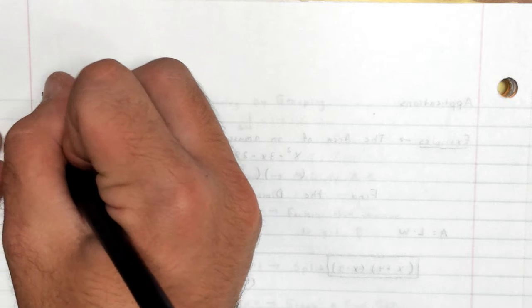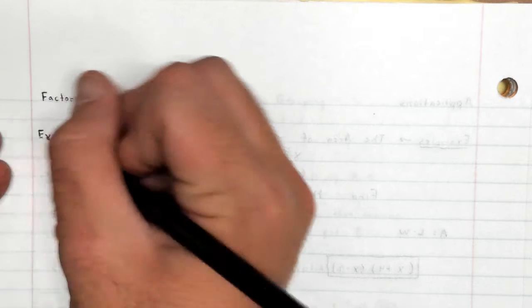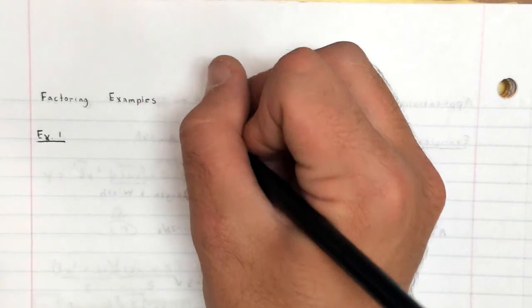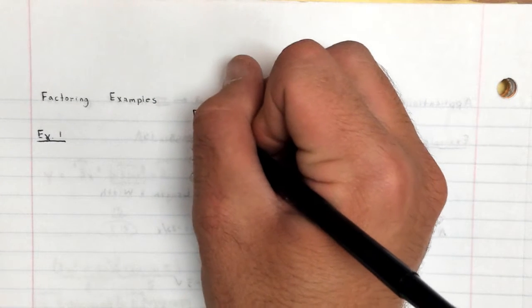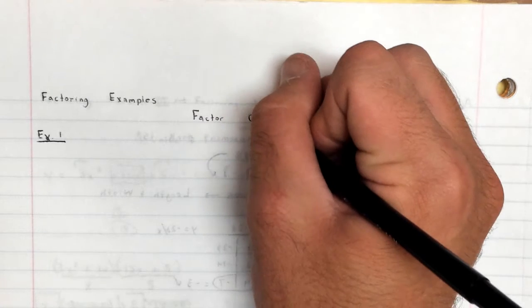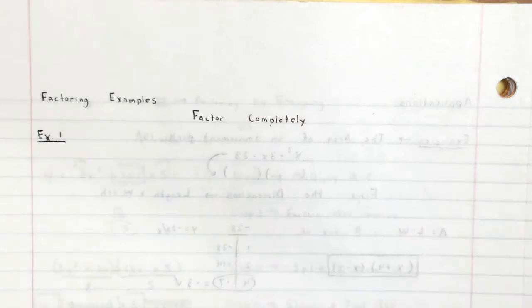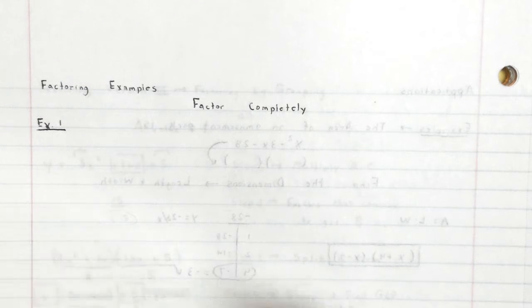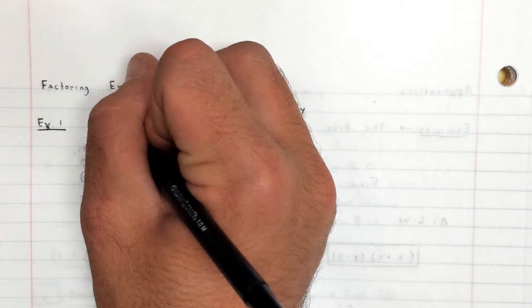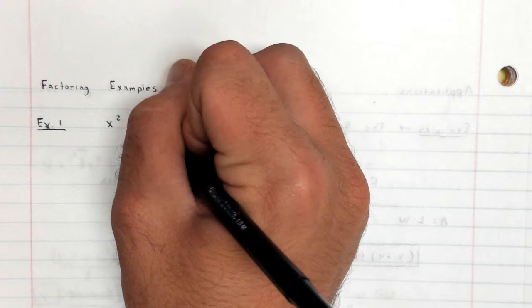Example 1. We are factoring all of these. Factoring completely. That is the instructions. Factor completely. Example 1. Let's go x squared plus 5x.